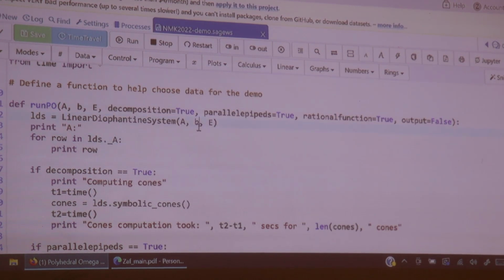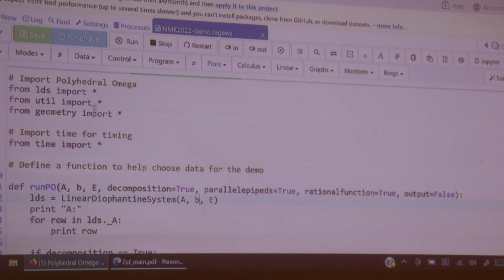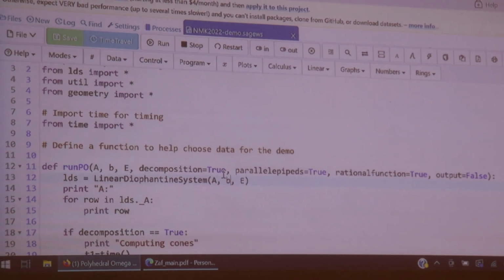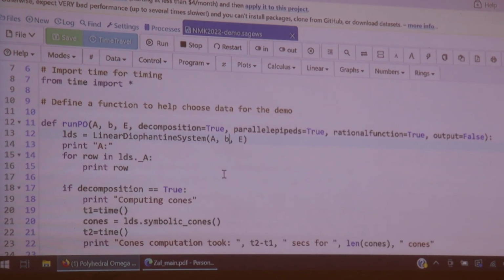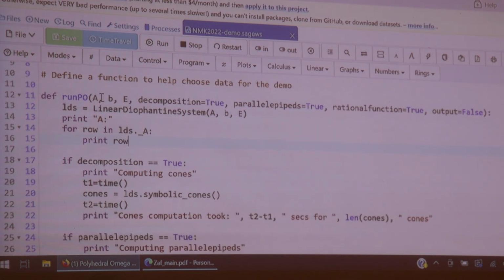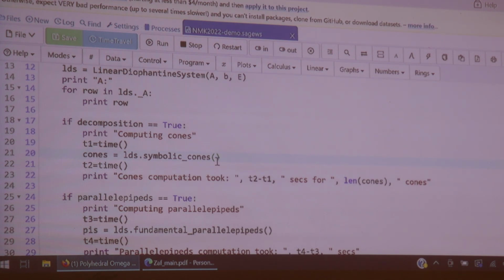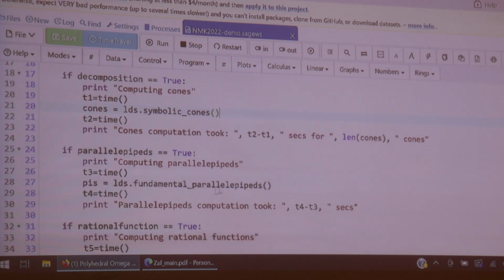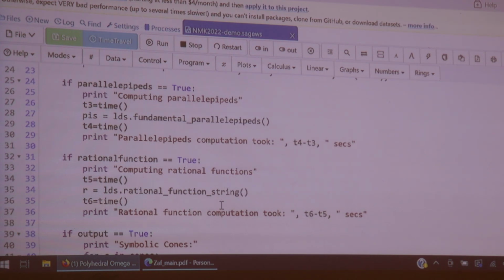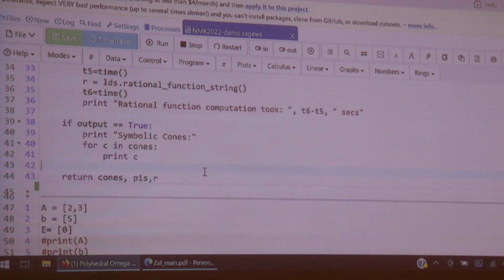Let's close this warning. Yeah, so here we just import polyhedral omega. These are the files needed. And I have a function. This is just for the demo. We give matrix A, vector B, whether we have equations or inequalities. And the rest just is for reporting that I want to see every step of the algorithm. So I first do the decomposition to get my cones, and then I compute the fundamental parallelepipeds, and then I write down the rational functions. Okay? That's what this does.